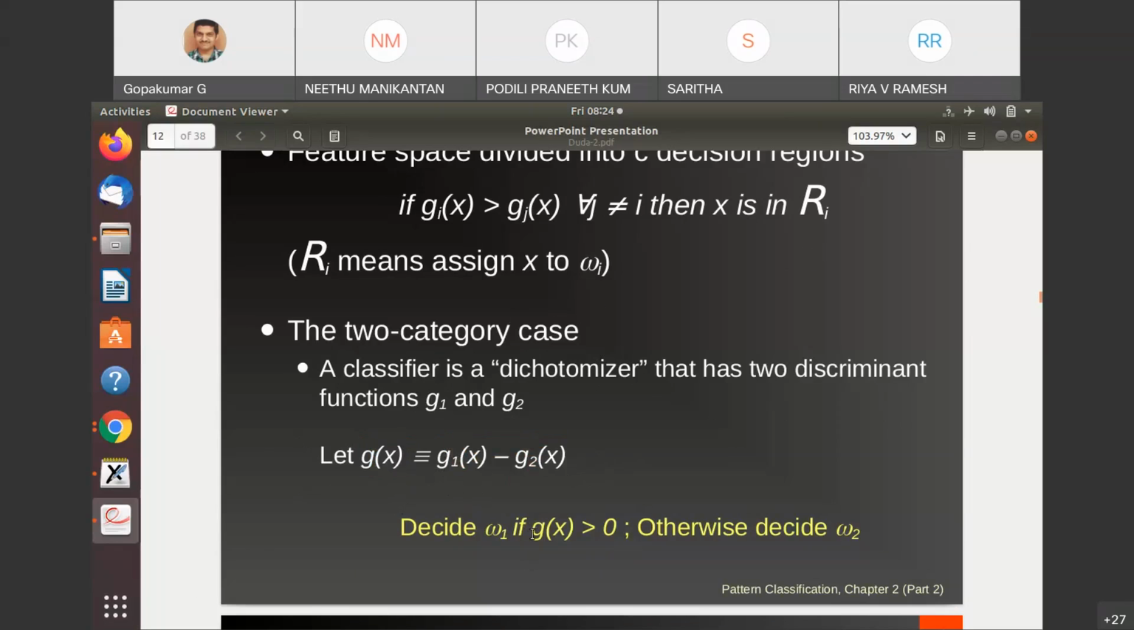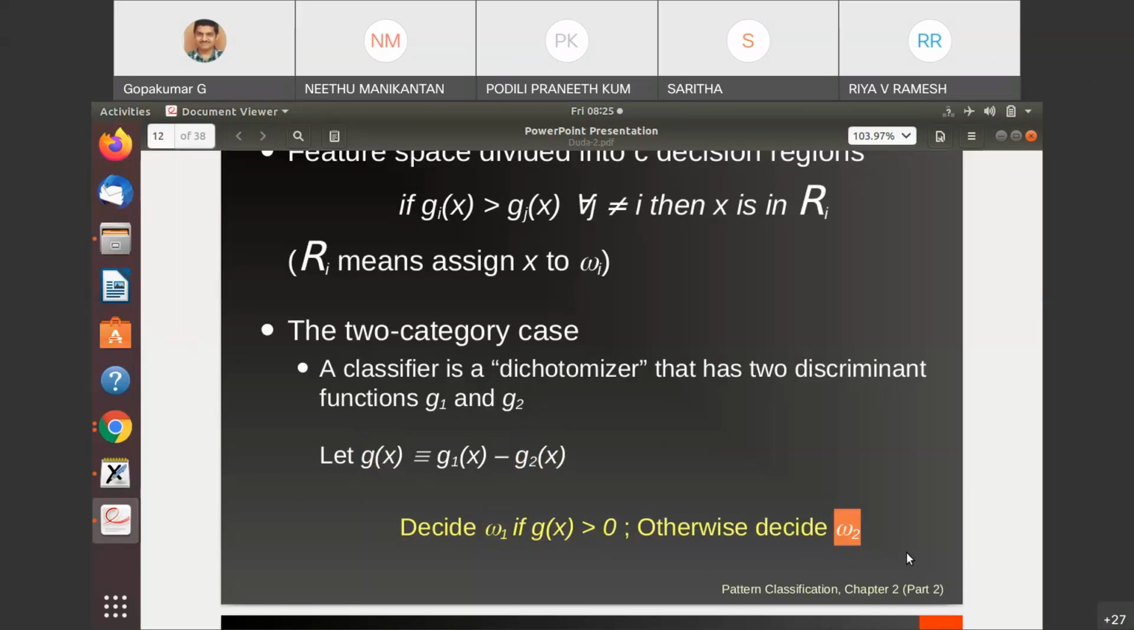So that means if g of x is greater than 0, a positive value, then we can say that you have to decide it as w1. Otherwise, if this is greater, then this value will be negative, less than 0. So that means we have to make a decision for w2. So that is a simplified case, especially in the case of two category cases.